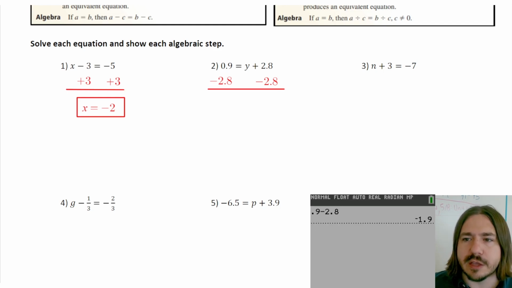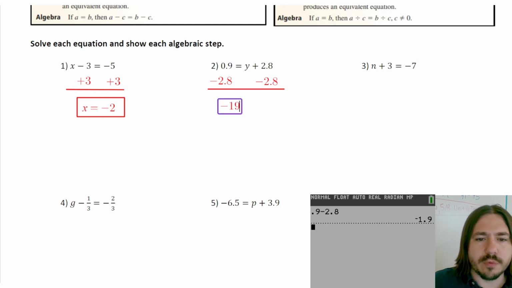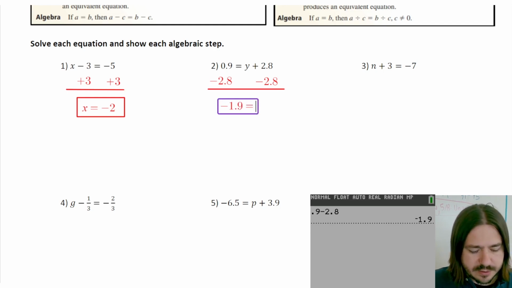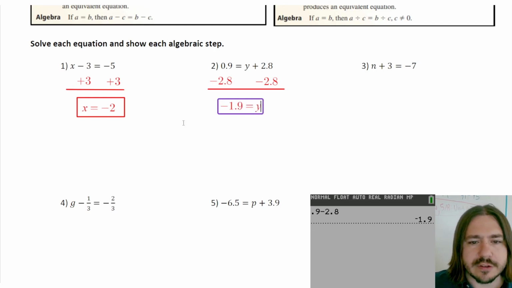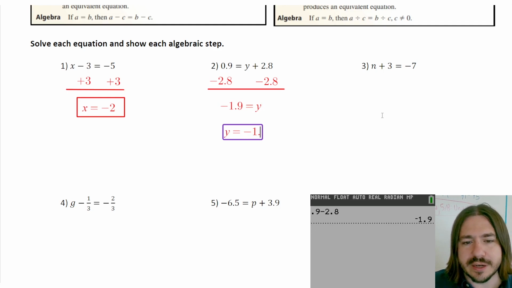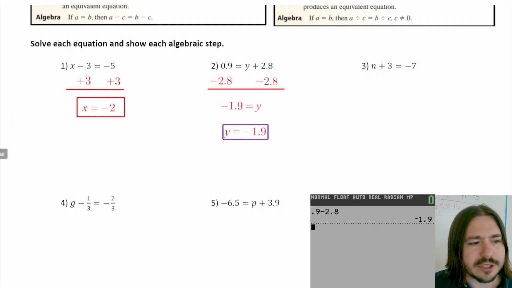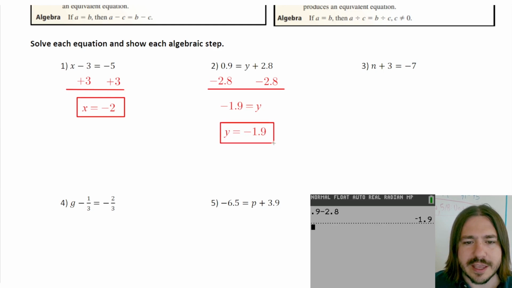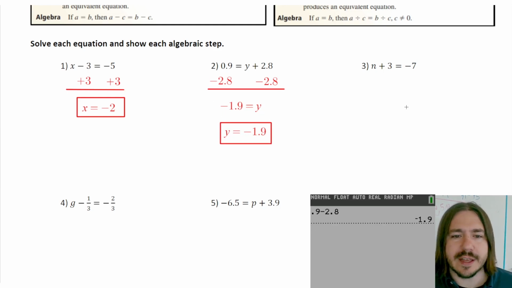All right, so anyway, 0.9 minus 2.8 is going to be negative 1.9. So I have negative 1.9 equals y. And you're fine to leave your answer like that. I really like having the variable on the left-hand side. I think it reads better. You're saying y equals this rather than negative 1.9 is y. They're logically equivalent, but I kind of like having it on the left side. So you'll see me always rewrite this with the variable on the left-hand side.